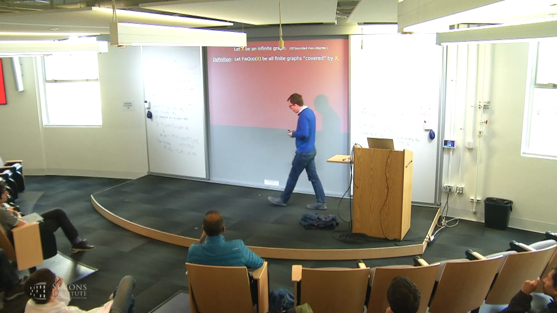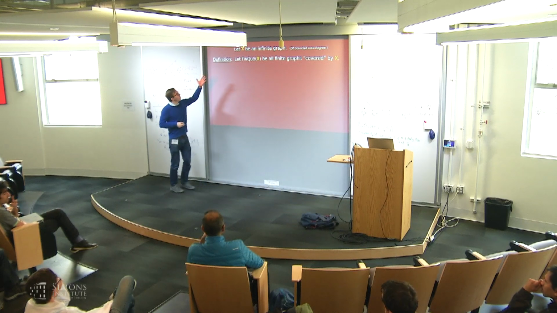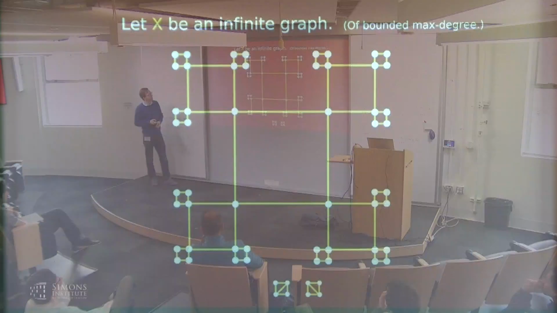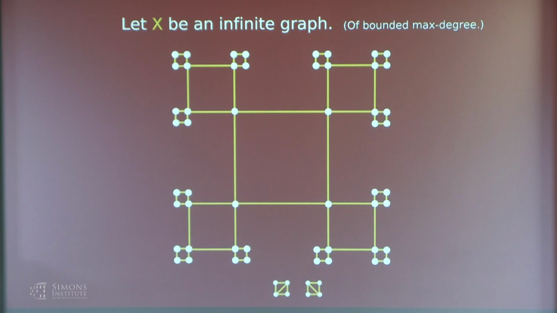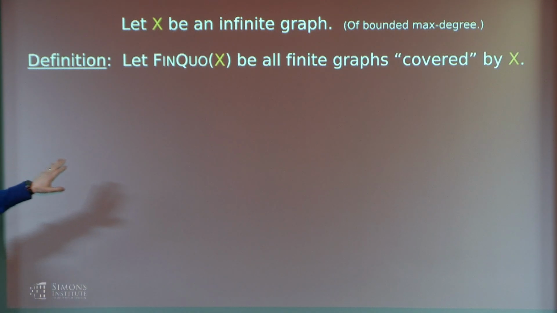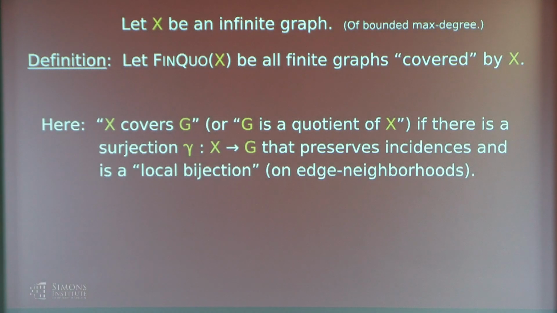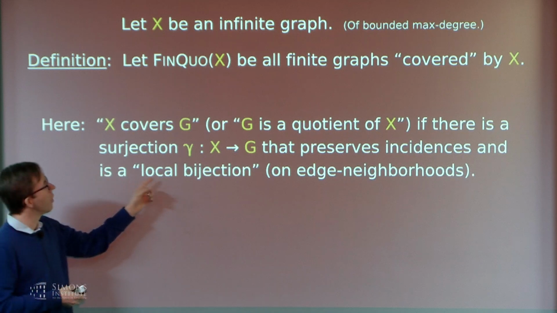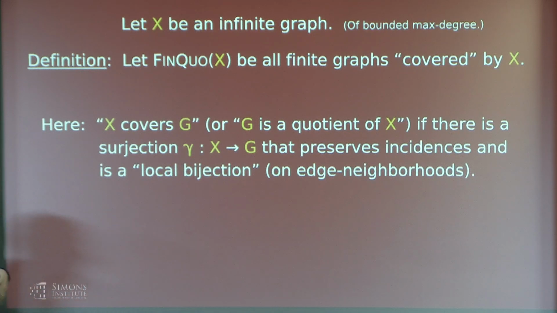OK, so the story is going to involve fixing one particular infinite graph X, I don't know, maybe this one. And then what we're going to do is look at all the graphs which are so-called finite quotients of these graphs. Here's the definition, but basically, in this talk, G will be a finite graph, and X will be one of these nice big infinite graphs. G is the quotient of X if it kind of locally resembles X. So more properly, there should be some surjection from the infinite graph to the finite graph that locally looks like a bijection. I'll give you some examples.